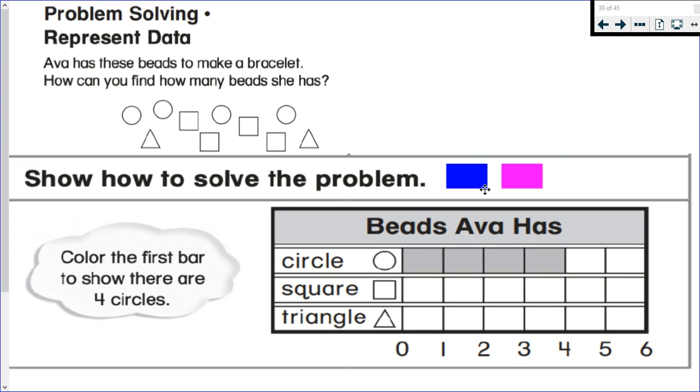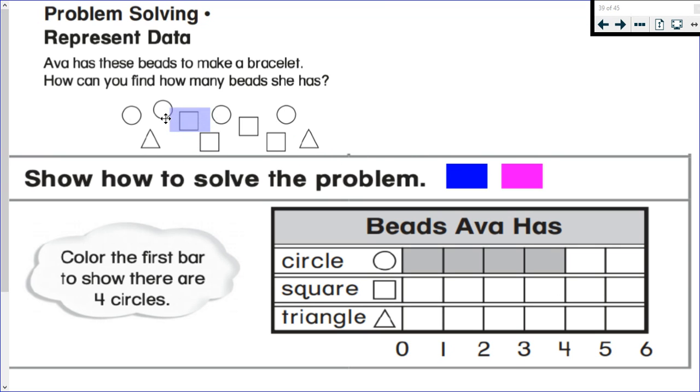Notice this picture graph has a title, Beads Ava Has, because that's what we're talking about, are beads. Then it has each type of bead, circle, square, and triangle, and it shows you the numbers over here. So you can see that each filled in block stands for one number. So let's go ahead and do squares.